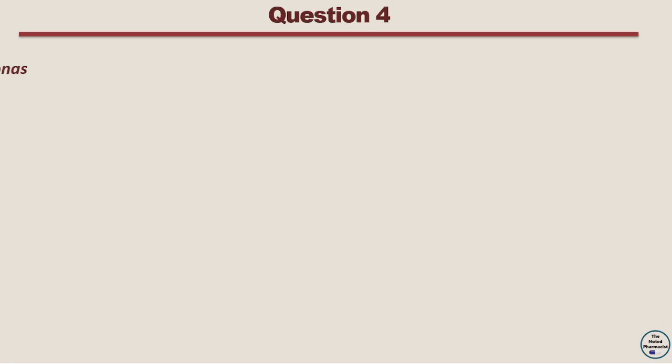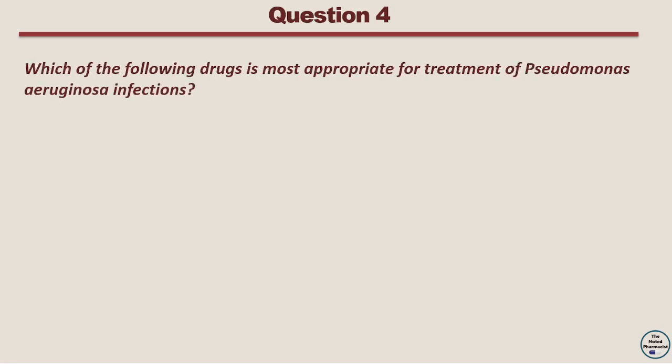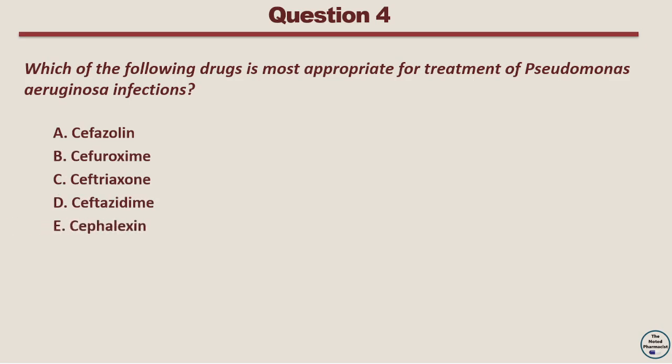Question 4. Which of the following drugs is most appropriate for treatment of Pseudomonas aeruginosa infections? Option A. Cefazolin. Option B. Cefuroxime. Option C. Ceftriaxone. Option D. Ceftazidime. Option E. Cephalexin.